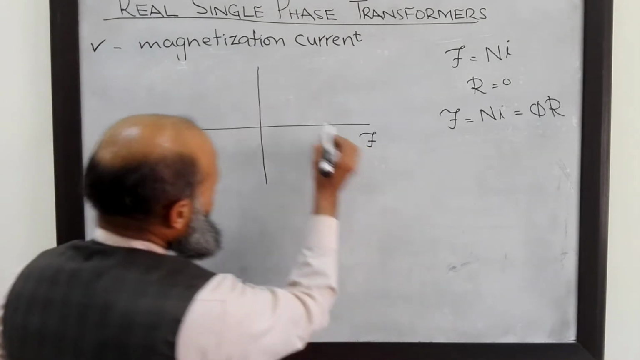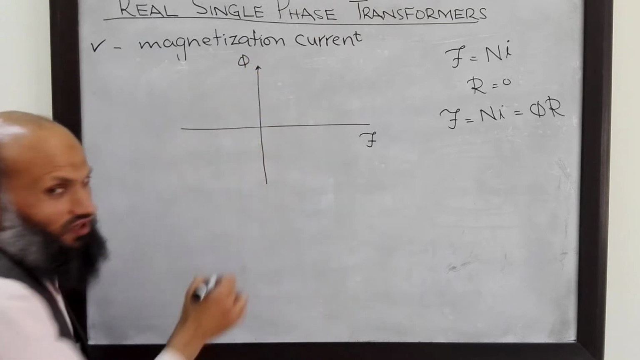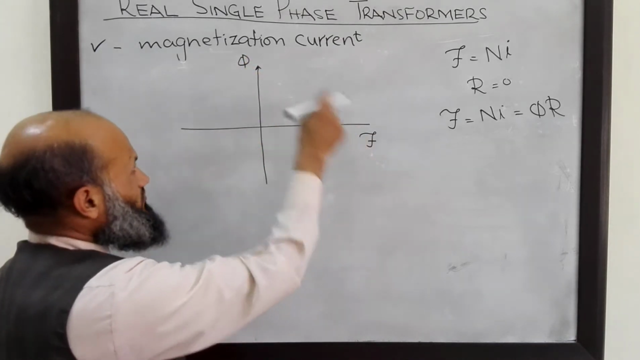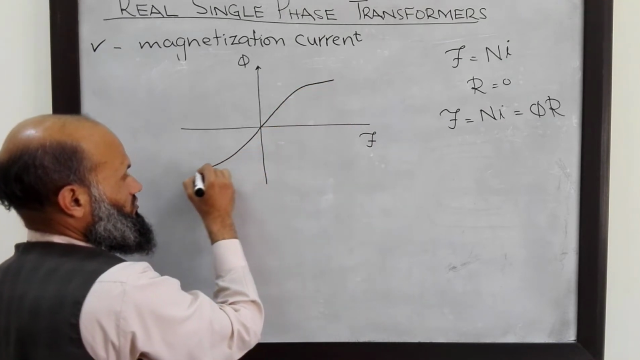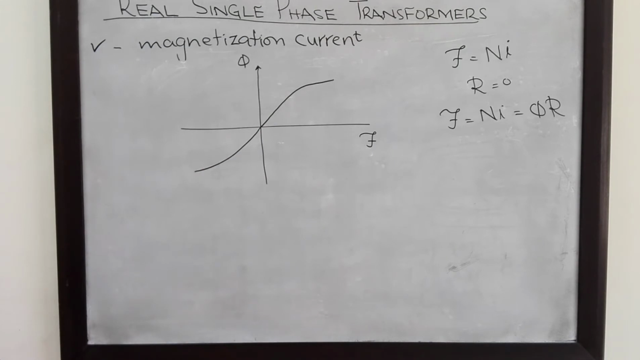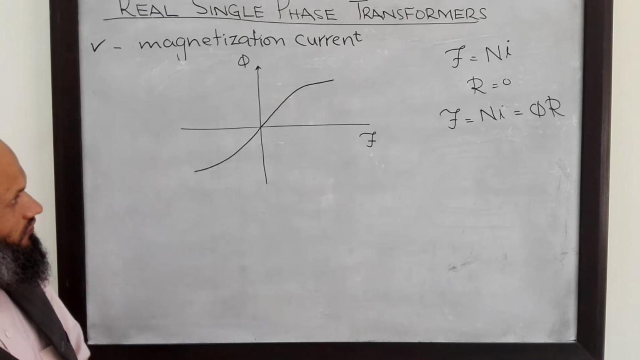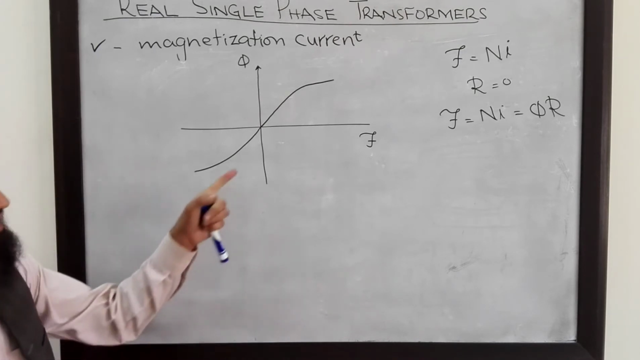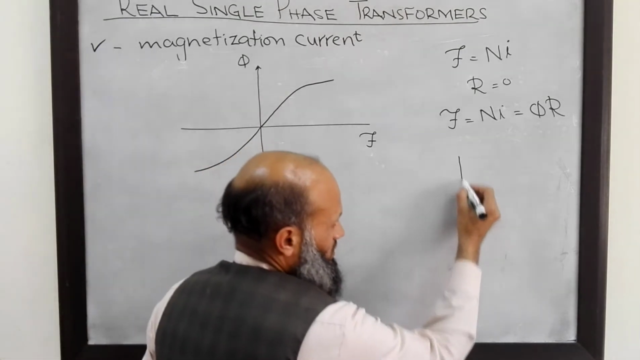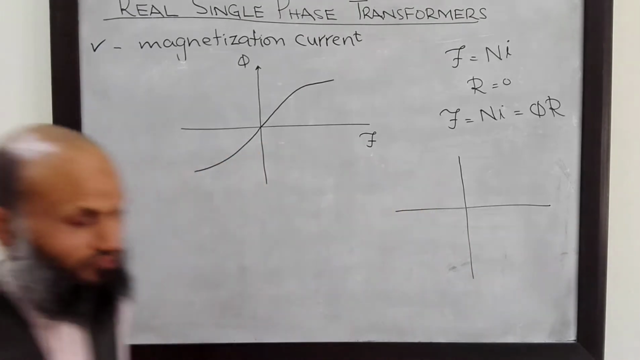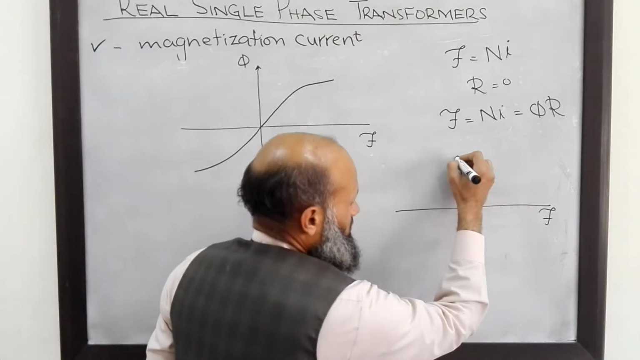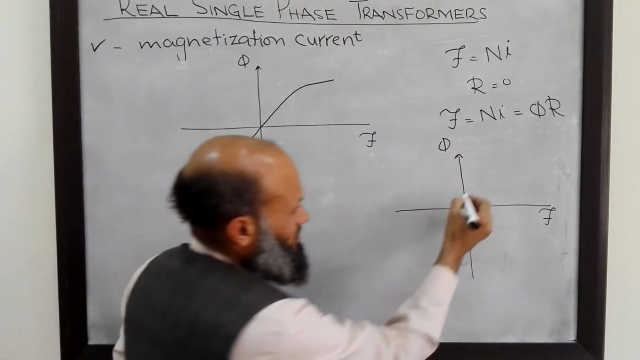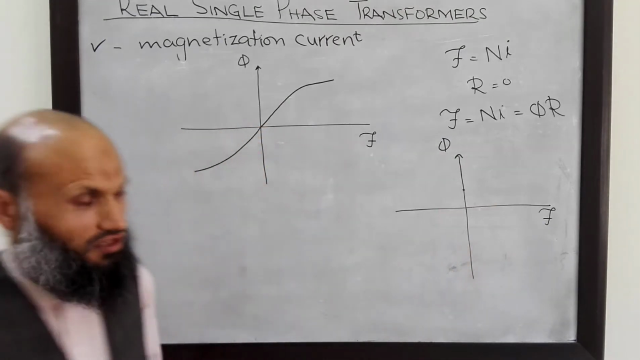Here we have MMF and here we have flux. For a real transformer, MMF and flux are related by this curve which we called the magnetization curve. What do you think is the magnetization curve for an ideal transformer? Can you sketch the magnetization curve for an ideal transformer? Whatever is the flux, for this flux, MMF should be equal to 0.